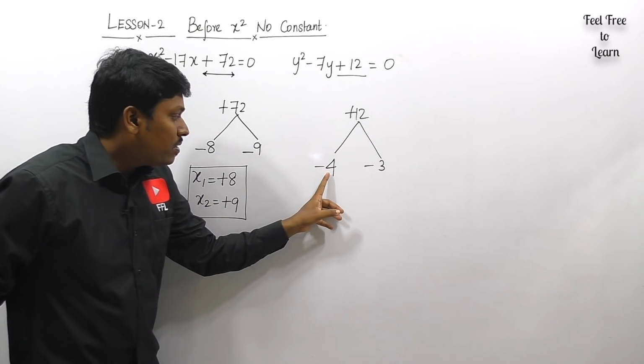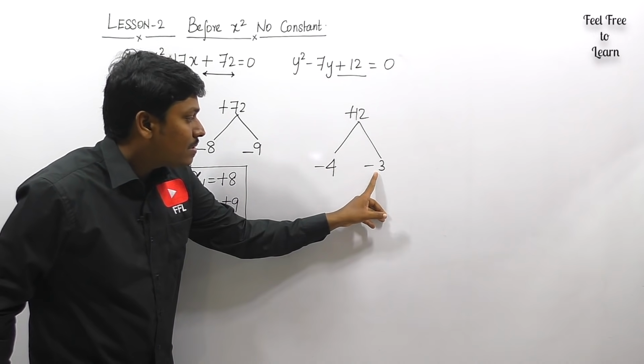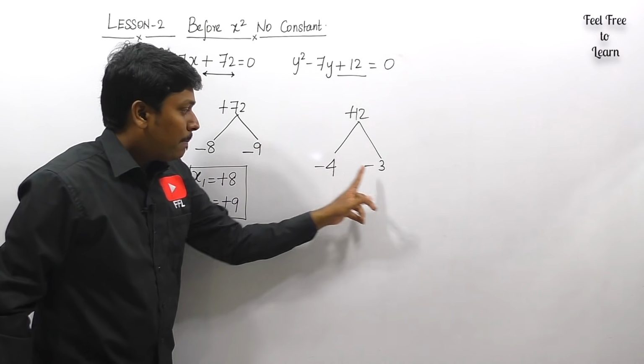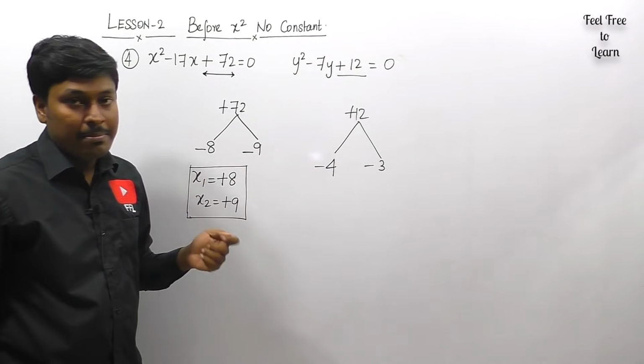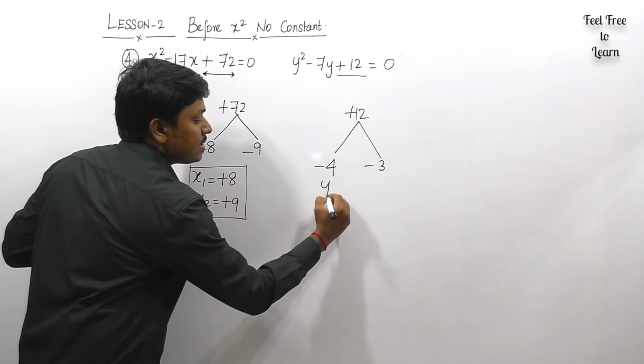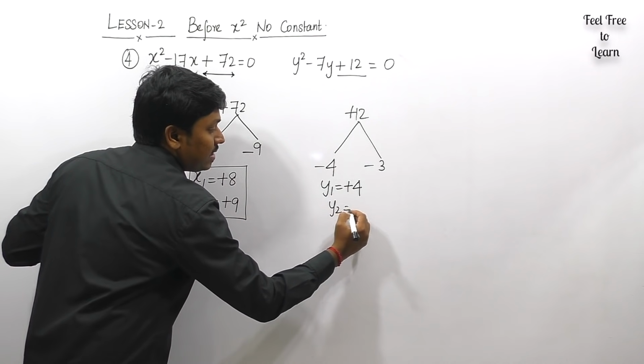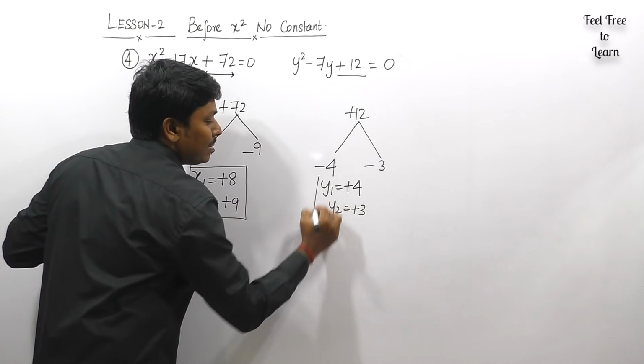When we multiply minus 4 into minus 3, the result will be plus 12. When we add minus 4 and minus 3, the result will be minus 7. But while writing, change the sign. Here it is minus 4, but while writing it should be plus 4. And here it is minus 3, but while writing it should be plus 3.